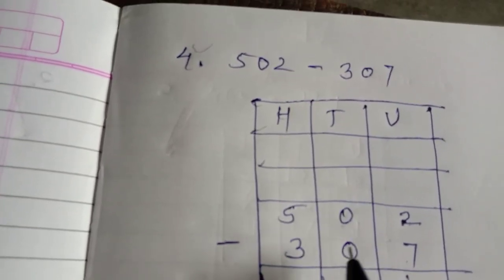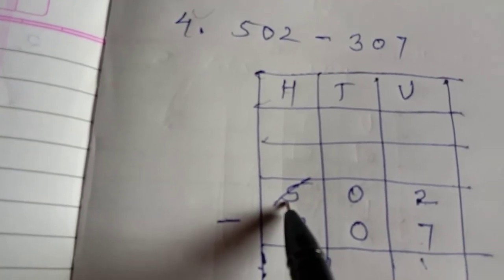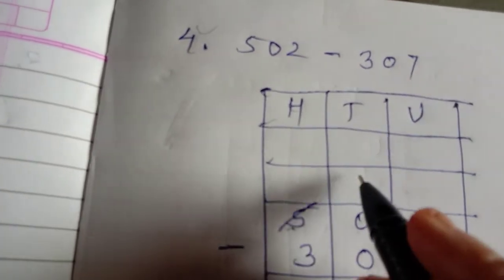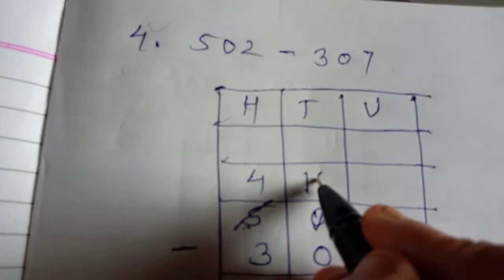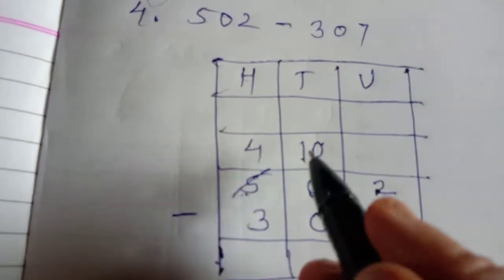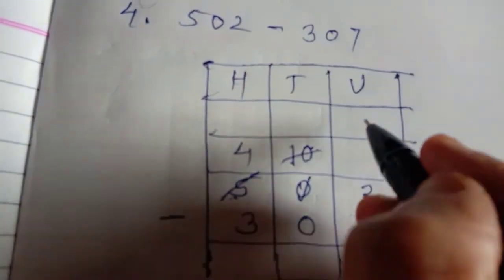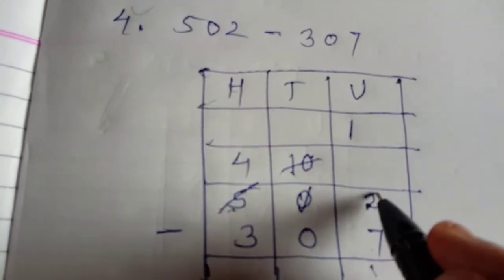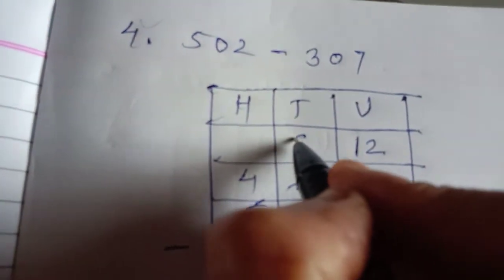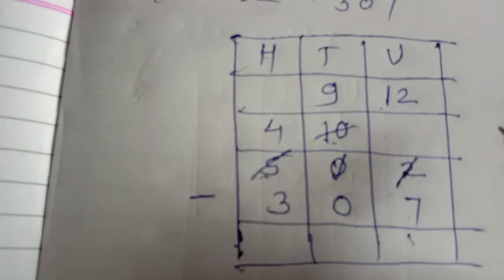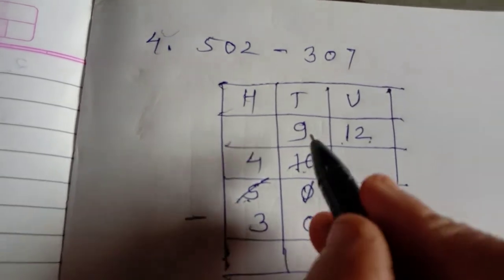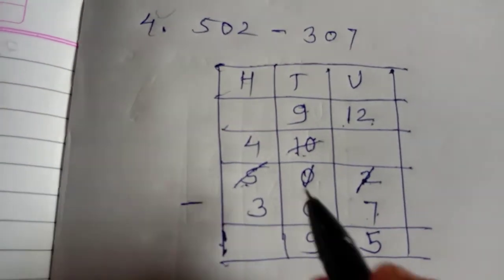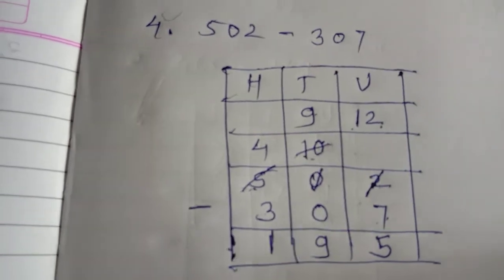But there is also no number. Then what do we do? We borrow from the 100 column. Here is 500. However, we have 500, of which we can borrow 1 here. That means here remaining 4 and 10. Then you borrow 1 from this 10 here. That means this 2 here becomes 12 and here is 9. From 10 tens we borrowed 1, that means here is remaining 9. Then 12 minus 7, that is 5. 9 minus 0, that is 9. And 4 minus 3, that is 1.